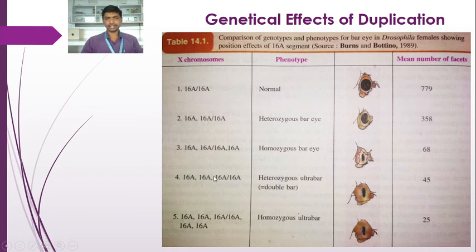In the fourth case, the duplicated segment is present on the same side of the normal chromosome complement. It occurs in only one chromosome, so it is heterozygous ultrabar. The effect is intensified because it is present on the same chromosome. Here it occurs on both chromosomes, homozygous ultrabar, and the mean number of facets is also decreased. So this is the genetical effects of duplication.